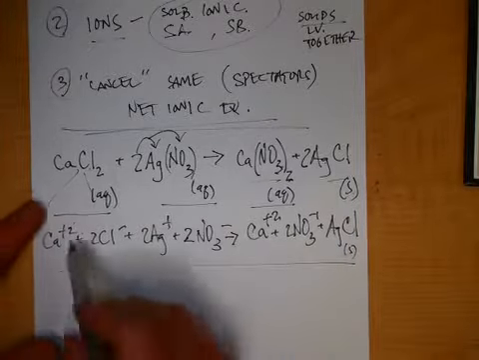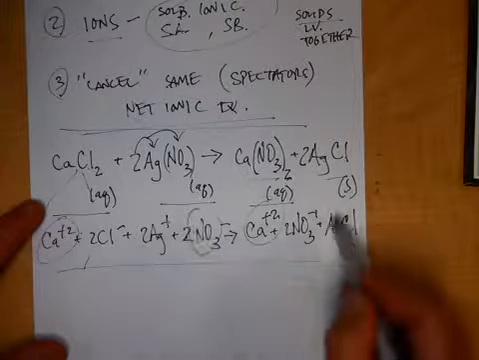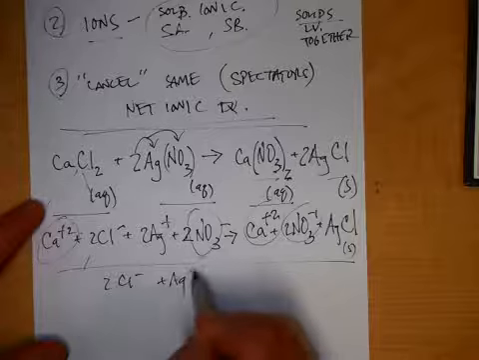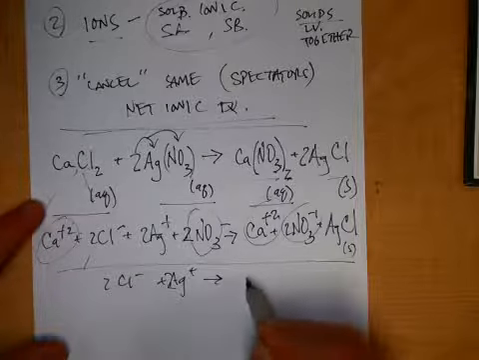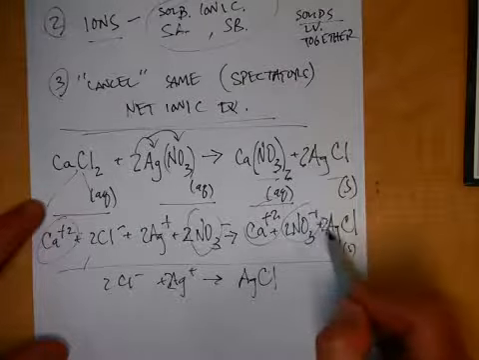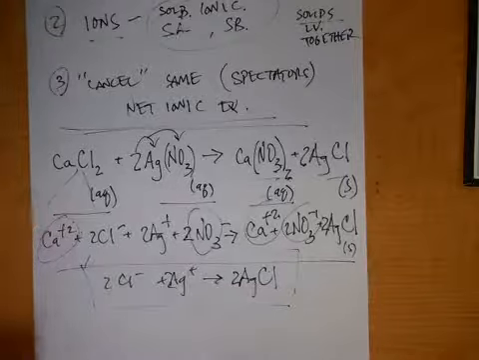Items that would cancel, calciums will. Those will be spectators. The nitrates will. Those will be spectators. 2Cl minus plus 2Ag plus goes to 2AgCl. I'm sorry, I forgot to carry this 2 down here, and you should have a 2 right here. This is your net ionic equation.